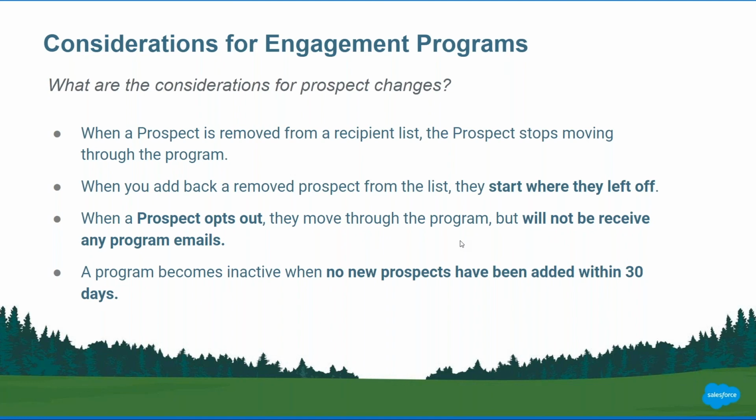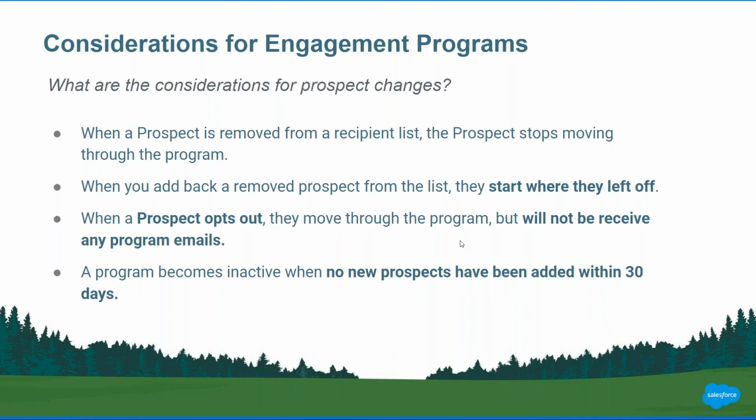And one thing you need to consider is a program becomes inactive when no new prospects have been added within 30 days. So if there are no new prospects being added in, the program will eventually reach this inactive status within Pardot.